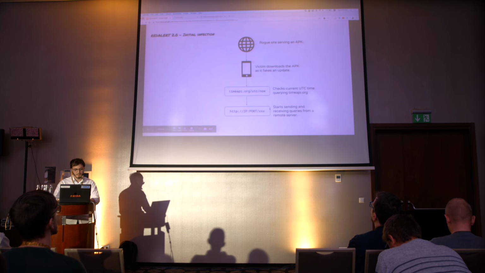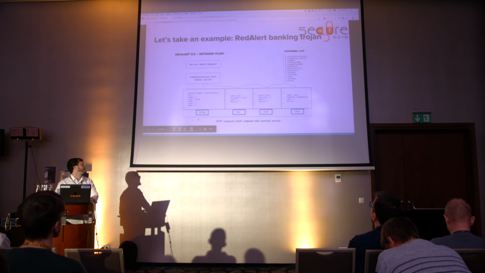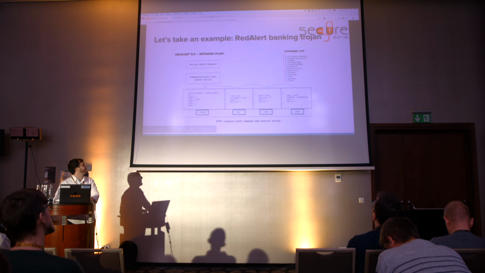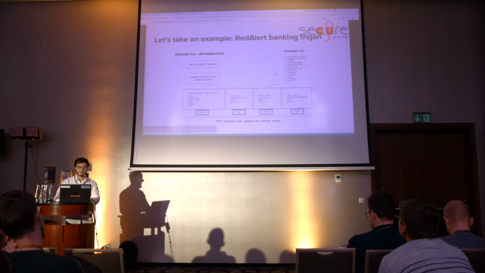But the thing is that later it queries specific paths in this specific order. So at first it will query STVI, SY, SSL, and UCS. So once the device admin permission was requested, the sample will communicate in this order with the command and control, and this will allow us to find if this sample is a Red Alert banking trojan or not.